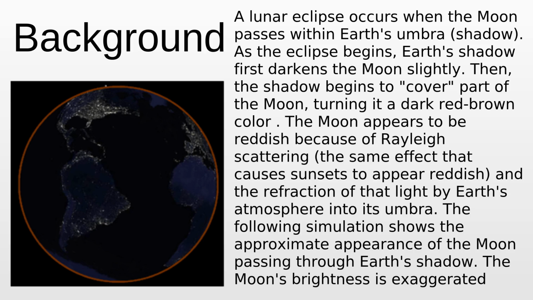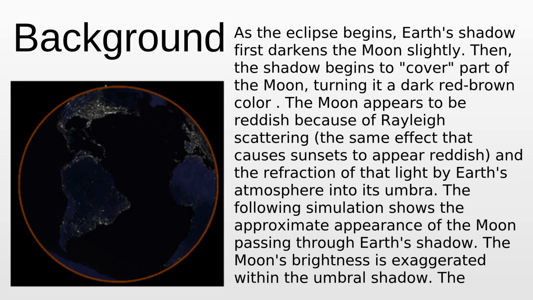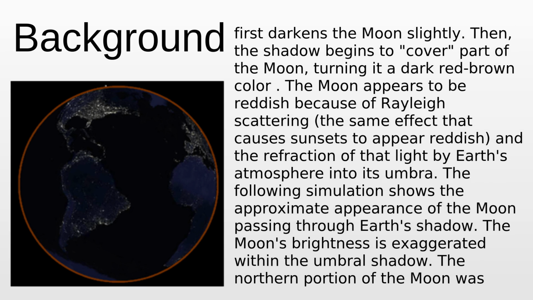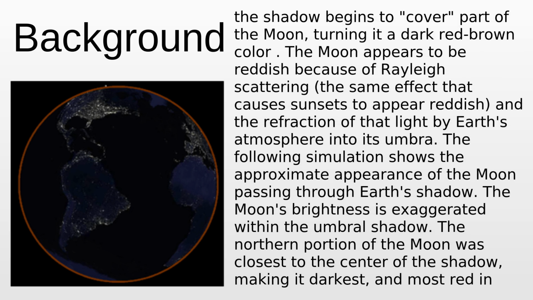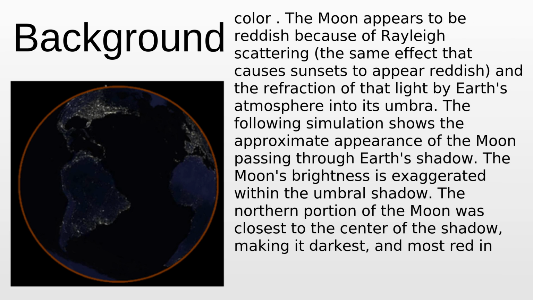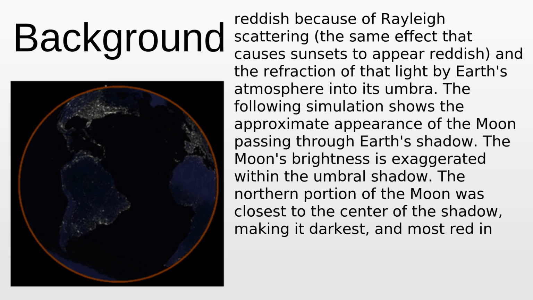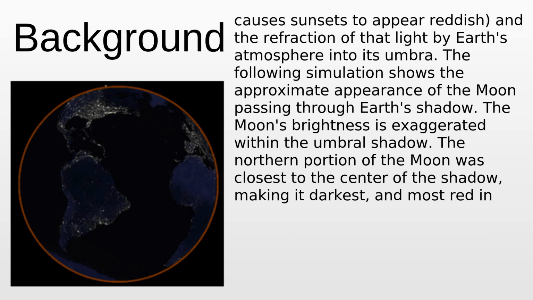Background. A lunar eclipse occurs when the moon passes within Earth's umbra, shadow. As the eclipse begins, Earth's shadow first darkens the moon slightly. Then, the shadow begins to cover part of the moon, turning it a dark red-brown color. The moon appears to be reddish because of Rayleigh scattering, the same effect that causes sunsets to appear reddish, and the refraction of that light by Earth's atmosphere into its umbra.